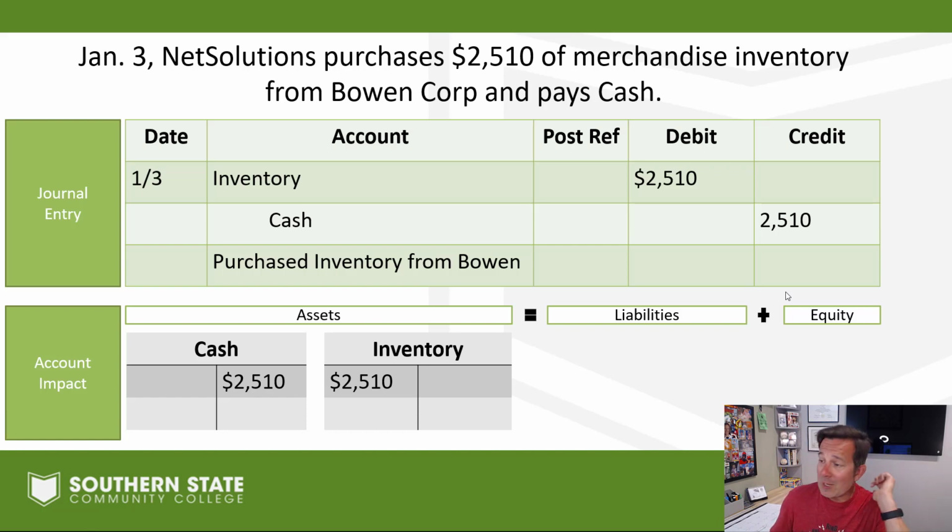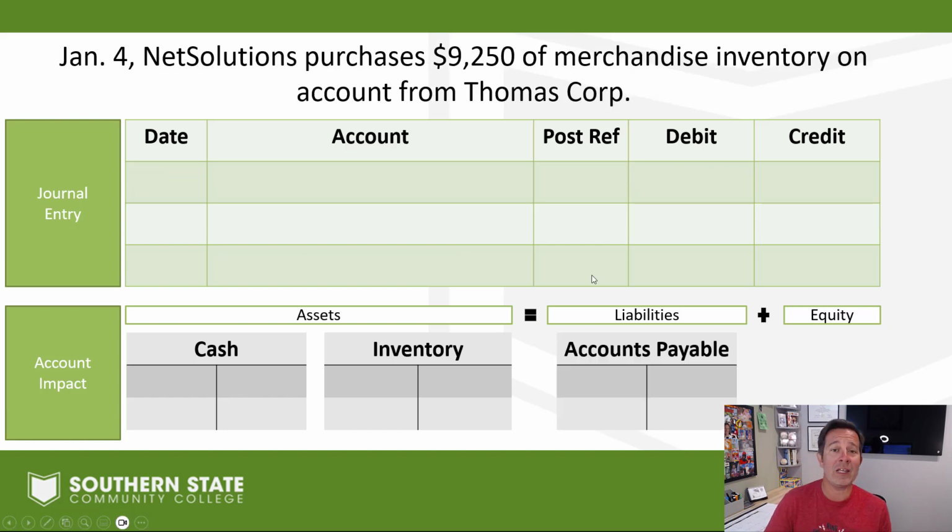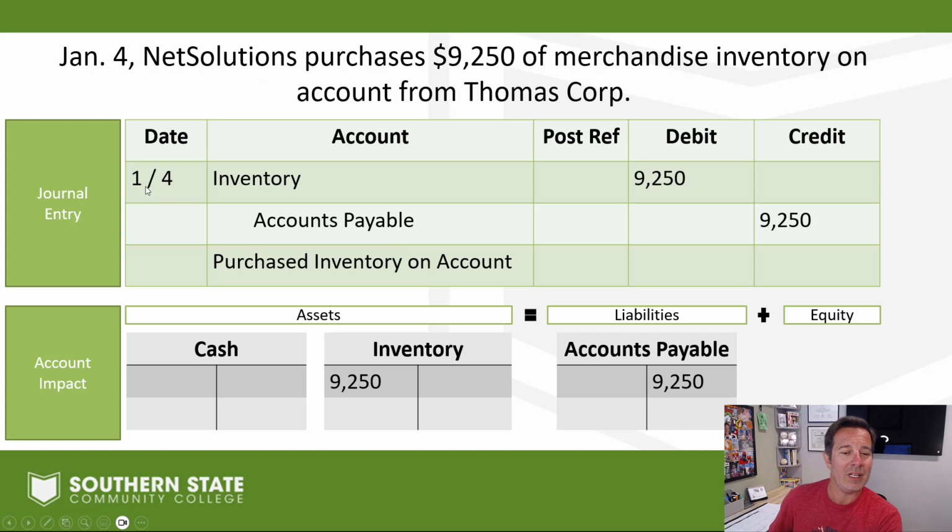So we can pay cash for inventory, but that's normally not the way businesses do it. Normally, businesses buy inventory on account or on account payable. So January 4, Net Solutions buys $9,250 of merchandise inventory from Thomas Corp. Thomas Corp is extending credit. We are buying it on account. Buying it now, paying later. Inventory goes up, and now we have accounts payable, the liability, going up as well.